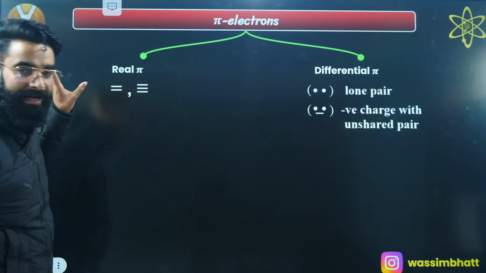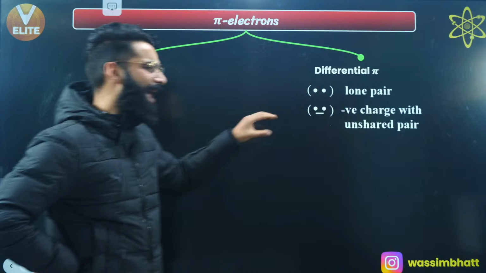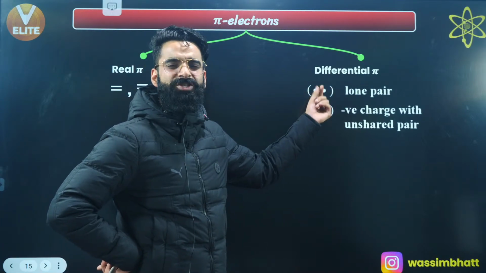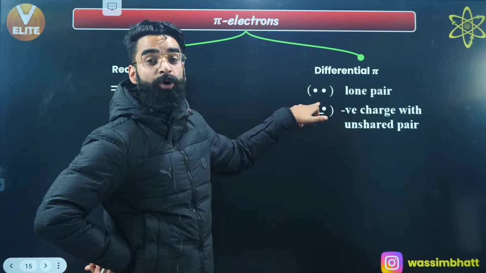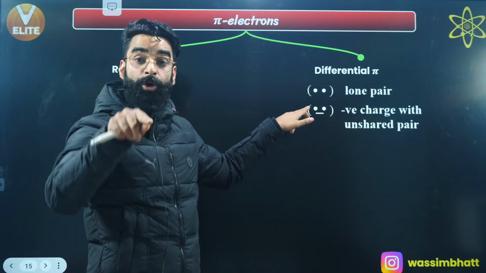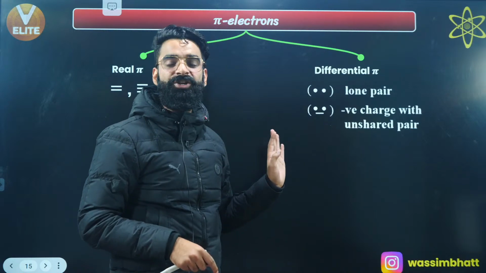these are what we call real pi electrons. And any atom which has a lone pair can be taken as differential pi. Similarly, a negative charge with a lone pair. Any atom containing a negative charge with a lone pair, that's also called differential pi electrons. Negative charge with a lone pair, with an unshared pair.